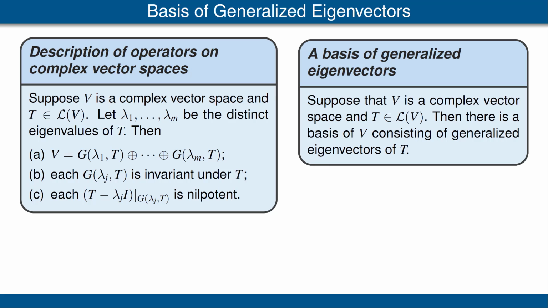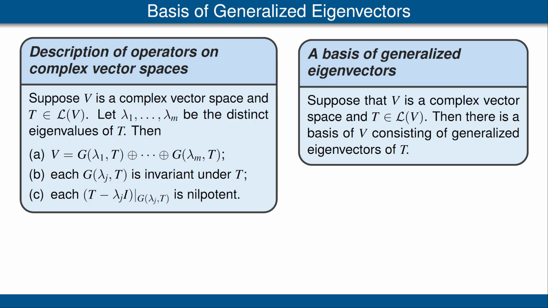You have an operator on a finite dimensional complex vector space, then there's a basis of the vector space consisting of generalized eigenvectors. By the way, both of the results shown here are false if we work on real vector spaces. As we've seen, on a real vector space, there are operators that have no eigenvalues.